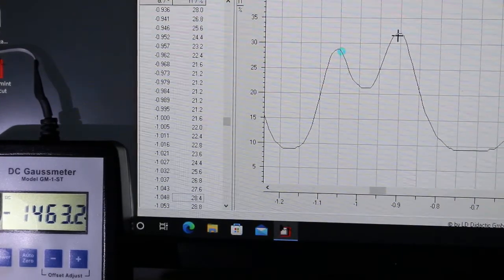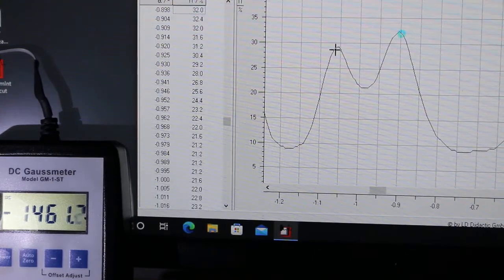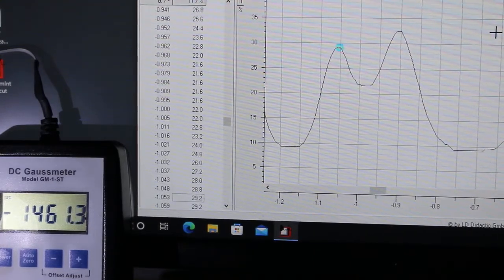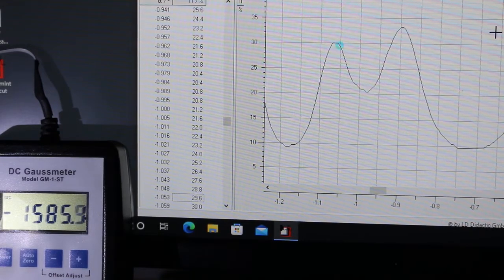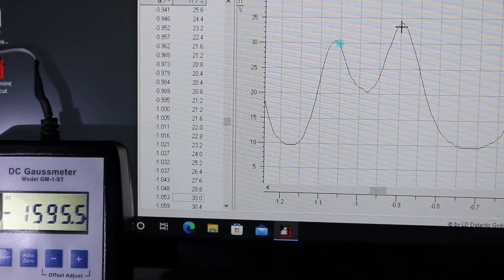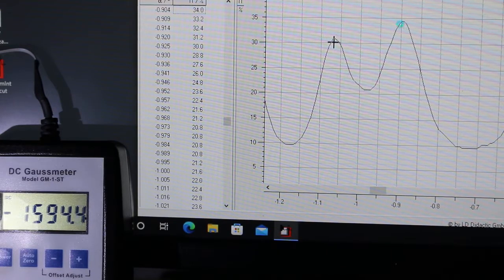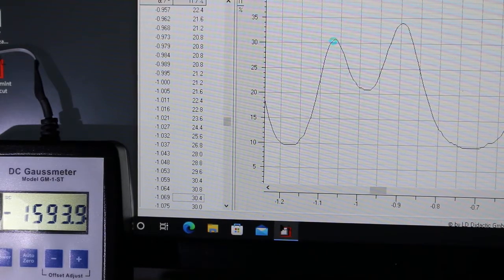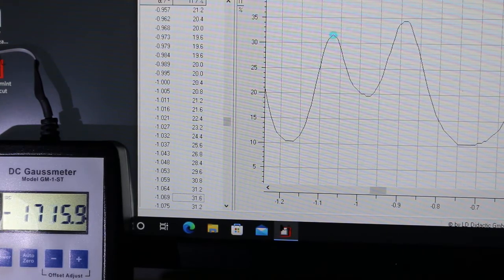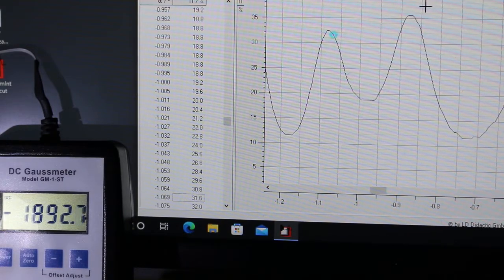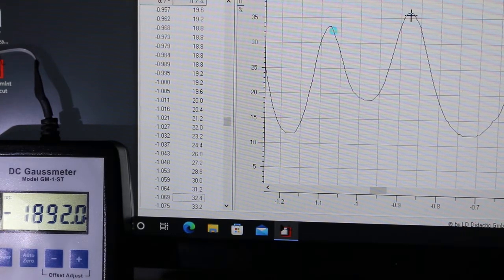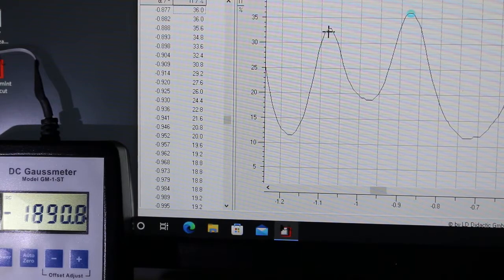Okay, and we'll mark that angle and that angle. And we'll mark this angle and that angle. And up we go with the magnetic field. And we'll mark that angle and that angle.